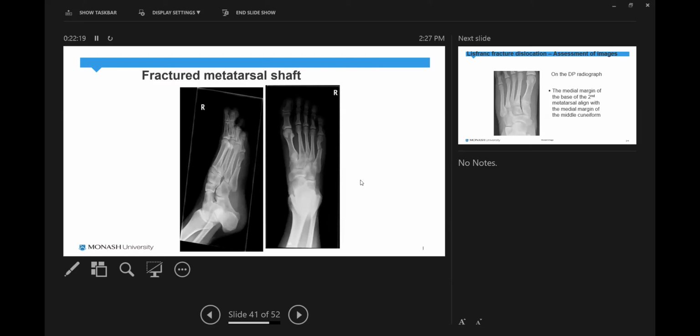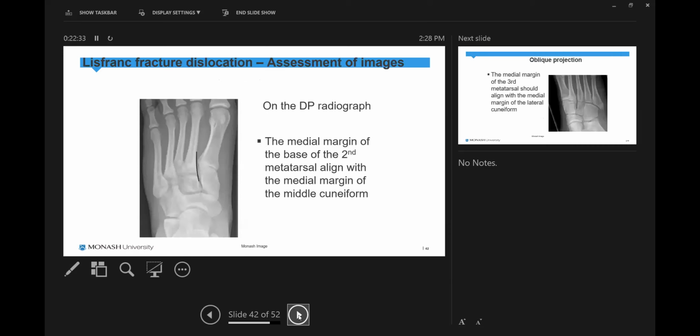Fractures of the metatarsal shafts are quite common, so when you look at the fracture, it's to identify whether it's in the shaft and whether it's near the base or near the neck, and also whether there is any displacement.